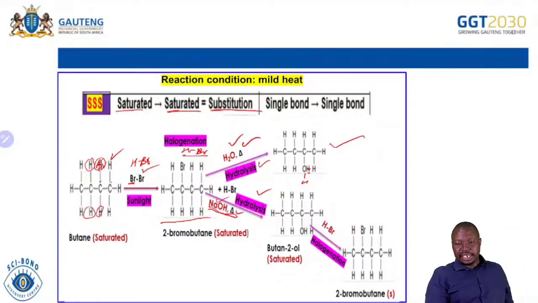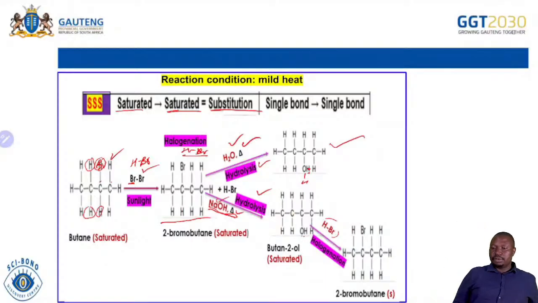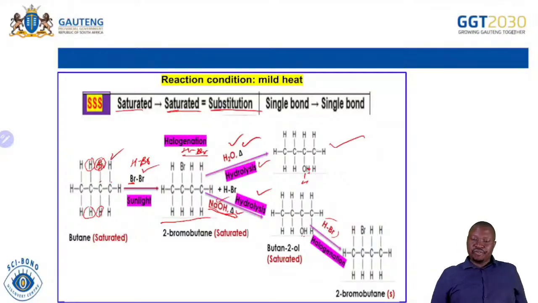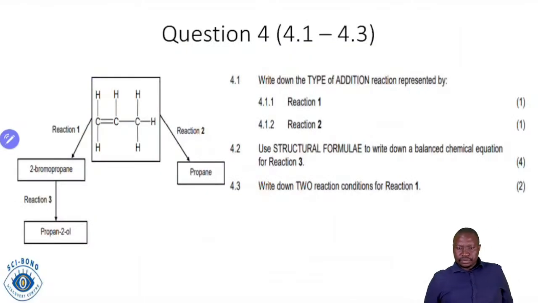You can bring back the HBr there, then it's halogenation. If you put the HBr, it will remove the OH, and where there was OH, there will be Br. So the reaction can be done like that. We have only four substitution reactions that we do in grade 12. You will remember those as we move.